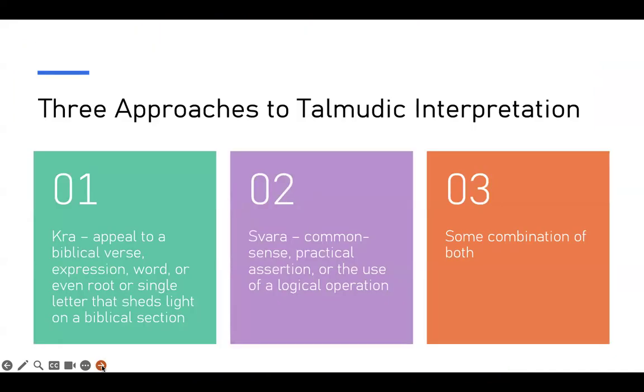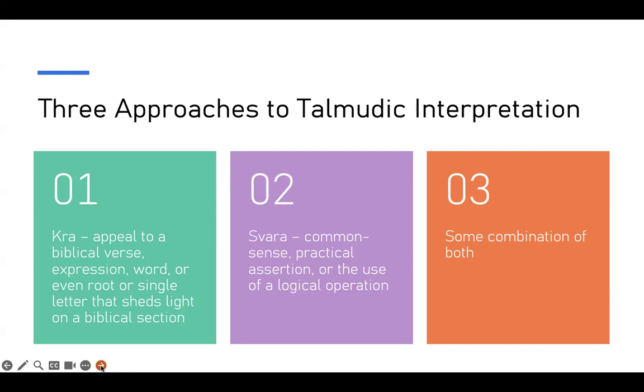Generally speaking, when you look at Talmudic argumentation, you're going to see three approaches. The first one we're going to call kra. Kra is an appeal to a biblical verse, expression, word, or even sometimes a root or a single letter that might shed light on an entire biblical section or explain a Mishnah or explain some rule. The other one we're going to call svara. Svara means some common sense practical assertion or the use of a Talmudic logical operation. Or sometimes we're going to find some combination of both.